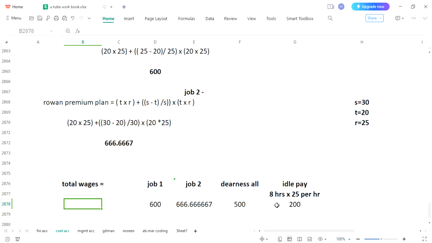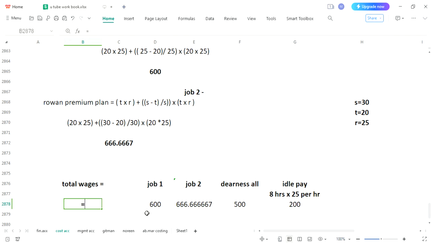Idle pay were 8 hours the worker had waited for, and we are liable to pay per hour even for the hours he had not worked, he was waiting for the job. So 200 rupees extra idle payment would also be given. Now total wages would be calculated how? All of these amounts would be added, in which we will be able to calculate our total wages.